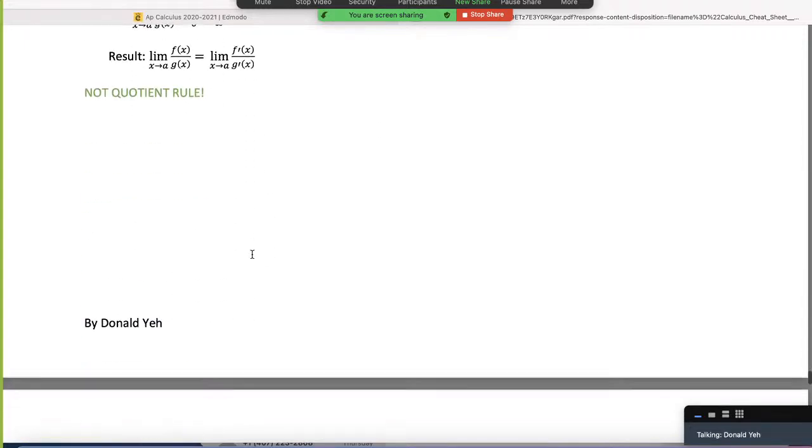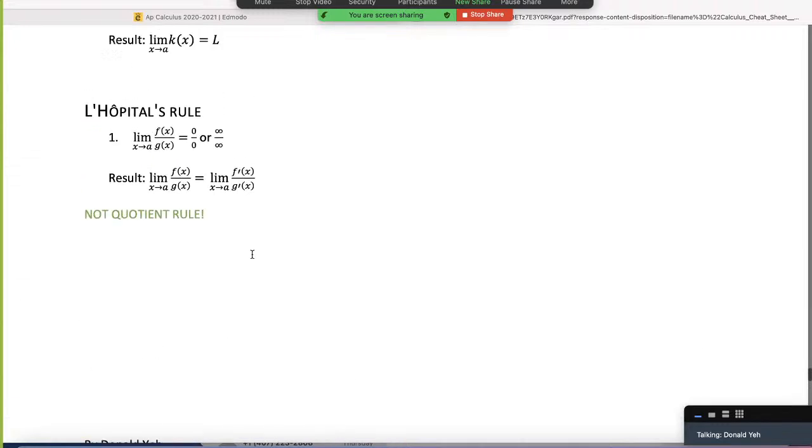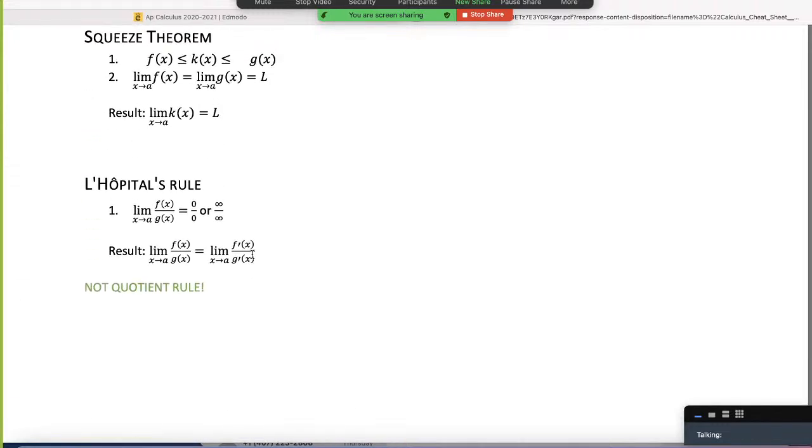Squeeze theorem, L'Hospital's rule. Okay, actually I need to write those down. L'Hospital's rule. Sir, can you leave it on? Yeah, thank you. Squeeze theorem becomes very important.